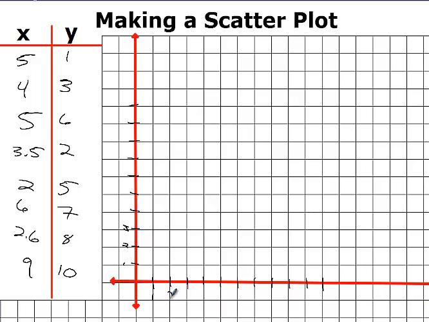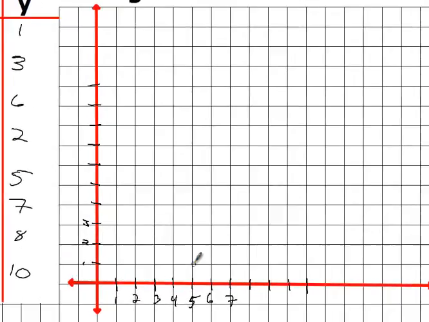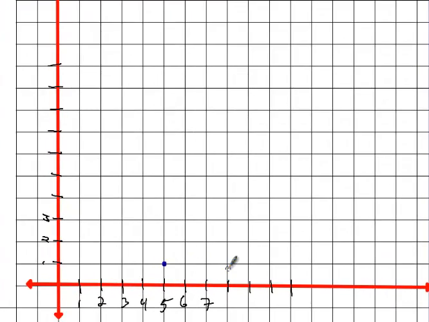Yes, sir. A couple of different things. You're trying to find the line of best fit so you can make a prediction for an unknown setting. And you're trying to find the correlation coefficient and identify whether the correlation is positive, negative, or none. So that's what we're going to be using our scatter plots for. Okay? So what's my first point? 5, 1, right? So I go to 5, I go up to 1, put a point. Everybody okay? Yes or no?